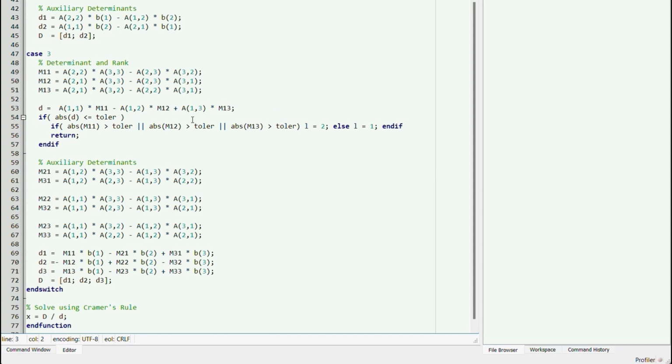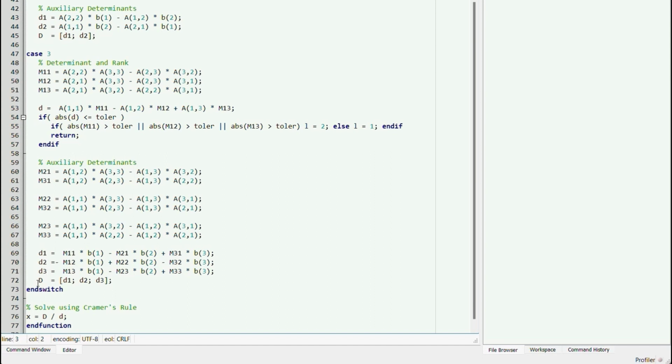But if the matrix is invertible, there are 9 minors to calculate the auxiliary determinants. We calculate them by columns: the first column, the second column, and the third column. The first element of each column we have already calculated. M11 is the first element of the first column, M12 of the second column, and M13 of the third column. And we use these 9 minors to calculate the auxiliary determinants.